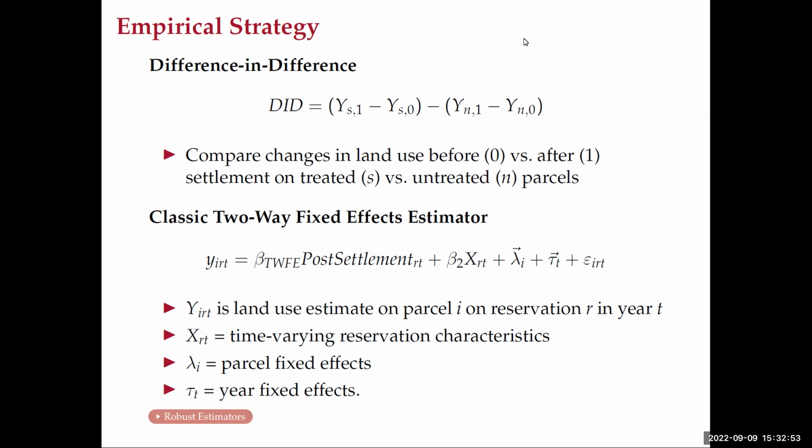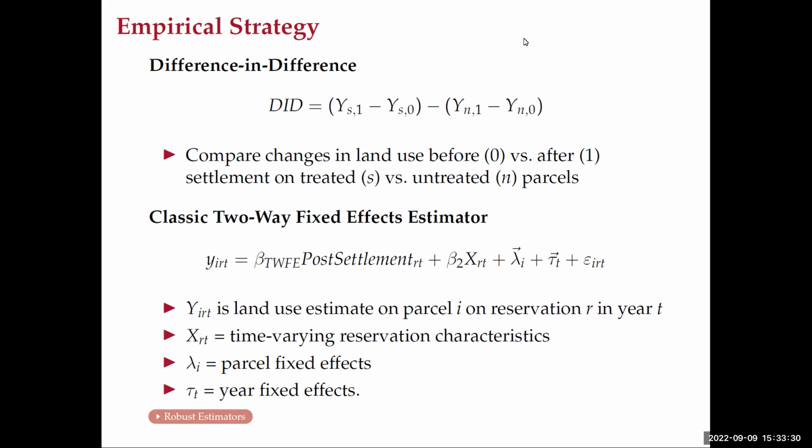This assumes that the untreated reservation is a good representation of how the treated reservation's change would have been. So the assumption that the untreated reservation is a good proxy for the treated reservation, that it would have done the same thing but for the treatment, is what we call the parallel trends assumption. That's typically our big assumption.